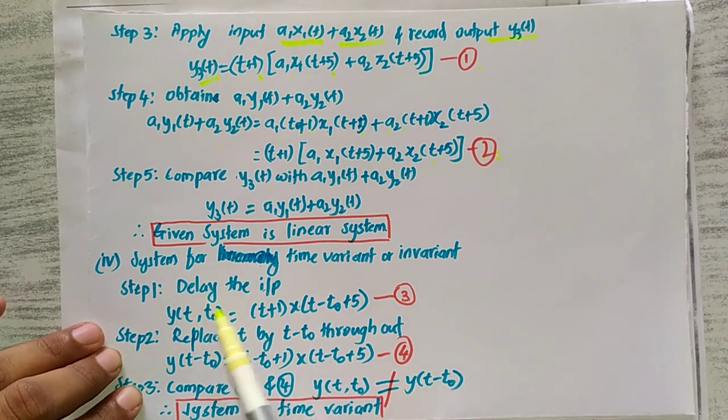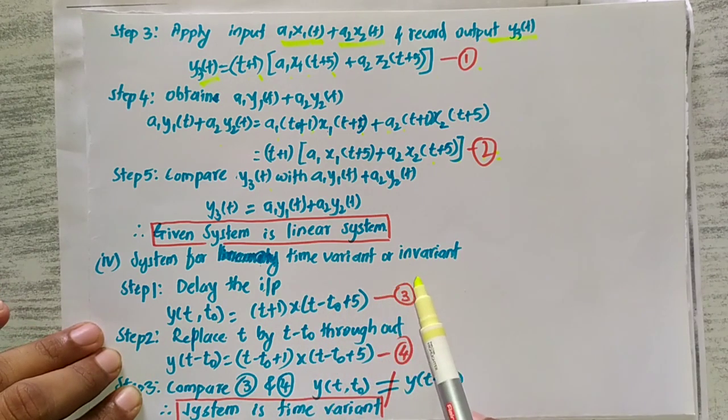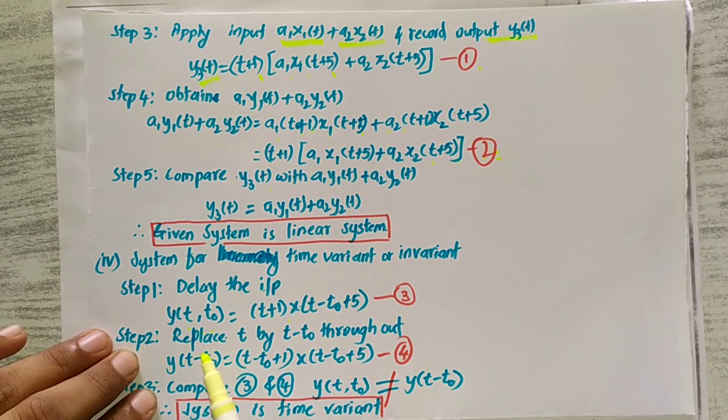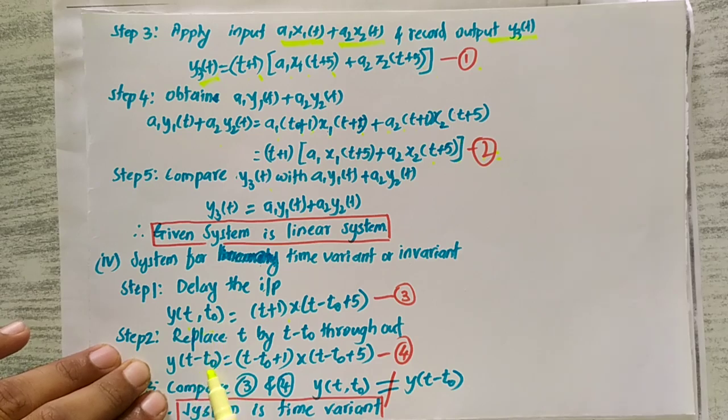We need to delay the input by t naught units to observe the output y of t comma t naught. So that is the response here: y of t comma t naught equals t plus 1. Only the input is delayed by t naught units, so that's why it is t minus t naught here, plus 5. I am considering that as equation number 3. In step 2, what do we need to do? Replace all the t terms in the given expression by t minus t naught, throughout the expression. So this will be y of t minus t naught equals t minus t naught plus 1, because this is also a t term that changes to t minus t naught. Then in place of x of t, t minus t naught will come, plus 5. That is equation number 4.